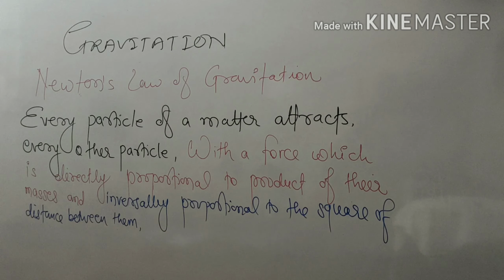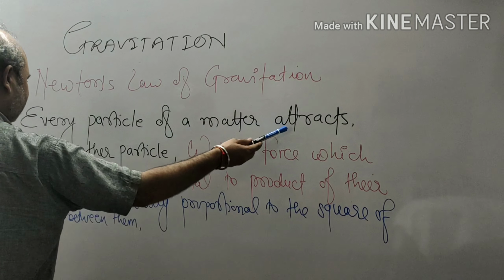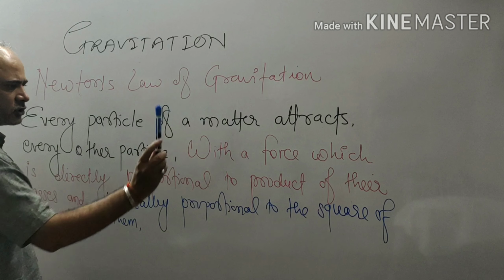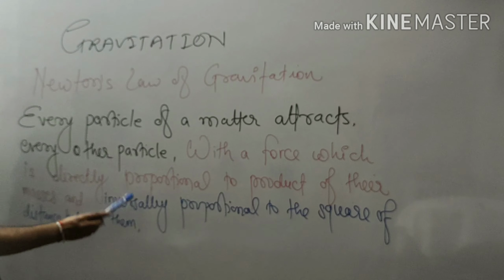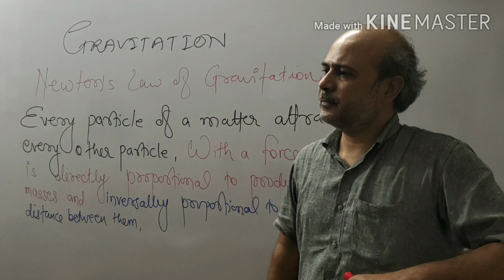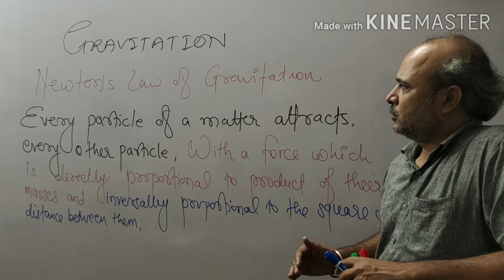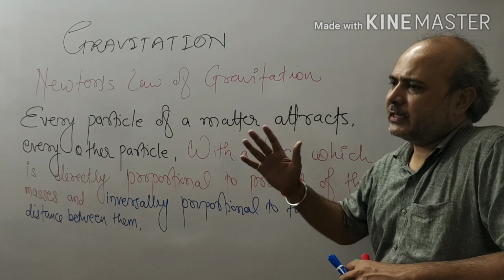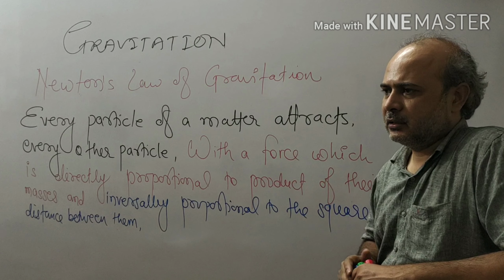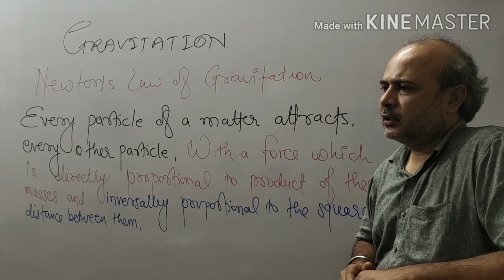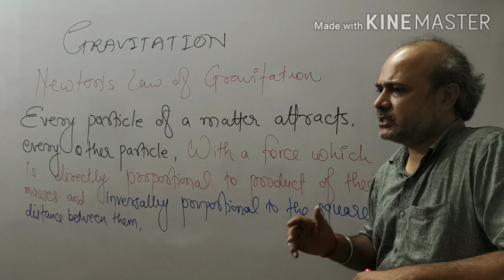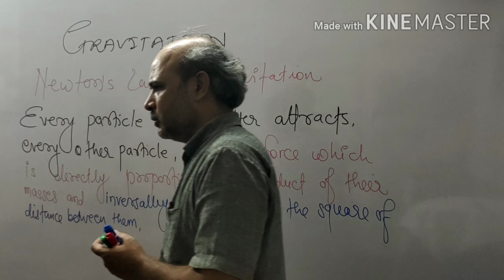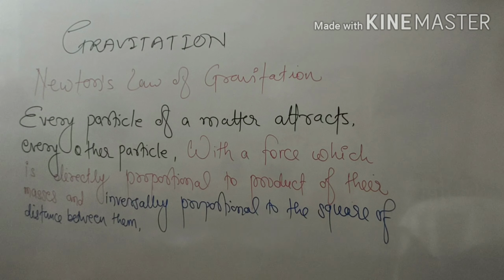According to Newton's law of gravitation, every particle of matter attracts every other particle with a force which is directly proportional to the product of their masses and inversely proportional to the square of the distance between them. So this is Newton's law of gravitation.